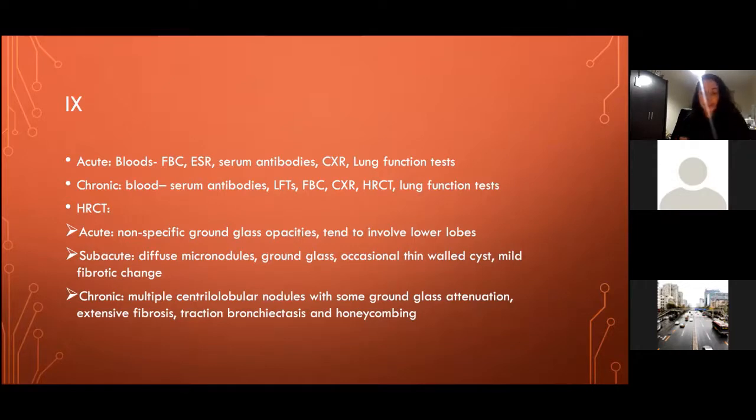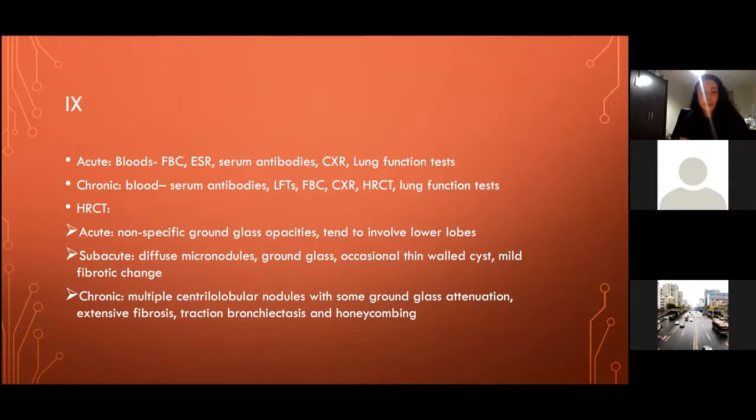You'd want to do a chest x-ray looking for upper zone mottling. In rare cases you can get a hilar lymphadenopathy as well, but it can be normal in some people. And between episodes as well, it can also be normal.